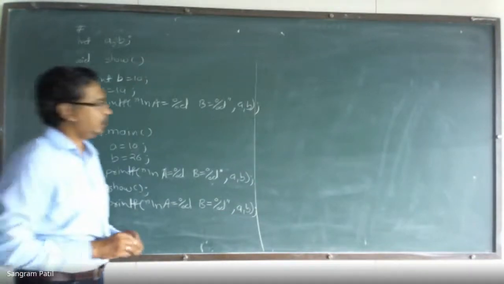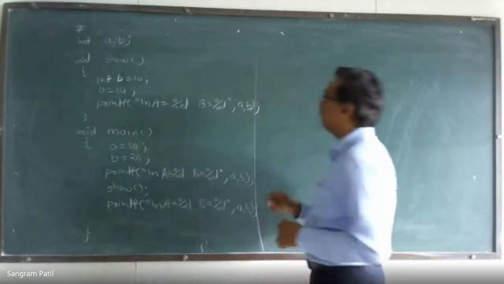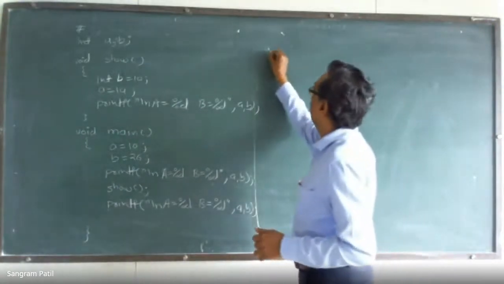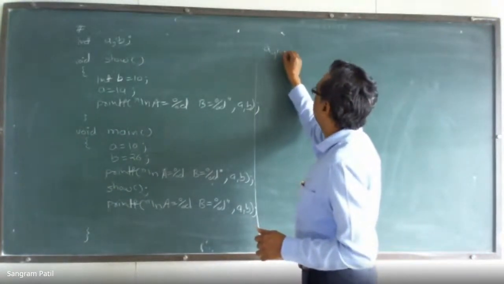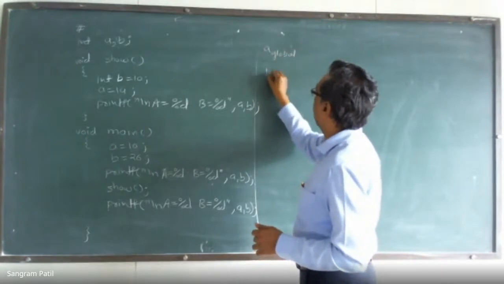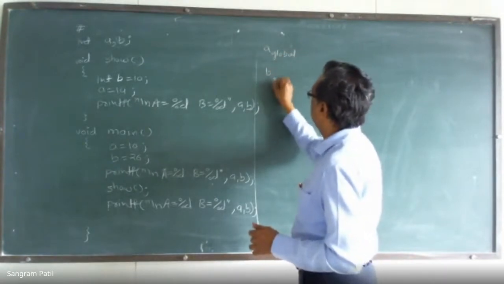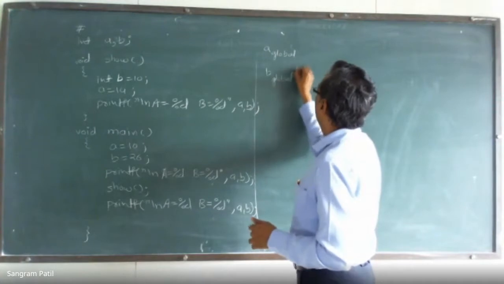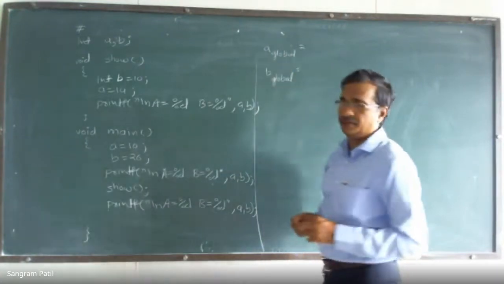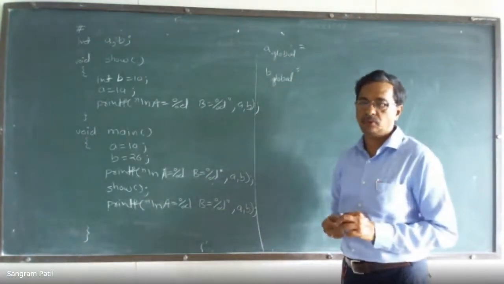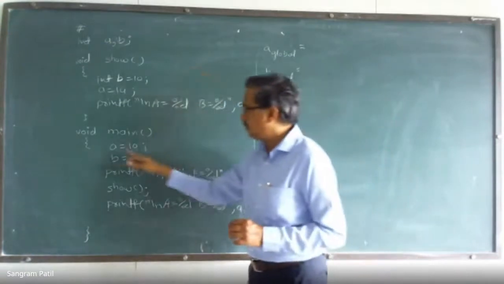Okay, now A as global, B as global. We have declared two variables as global variables. So it will start from the main program.